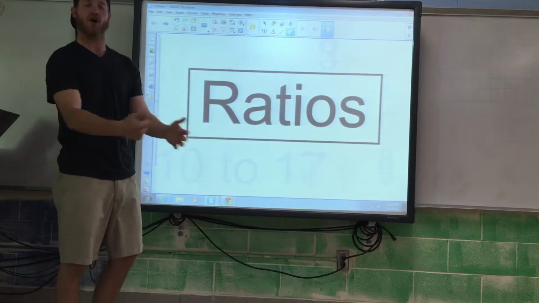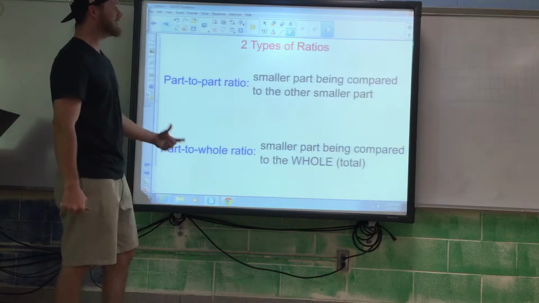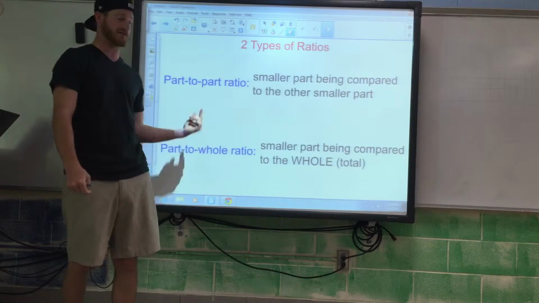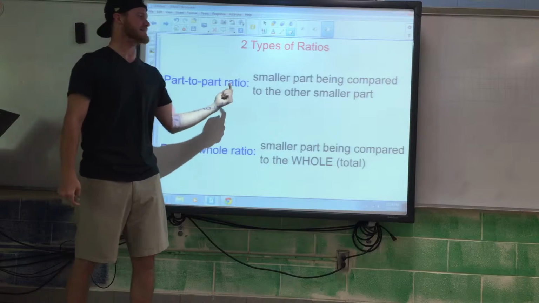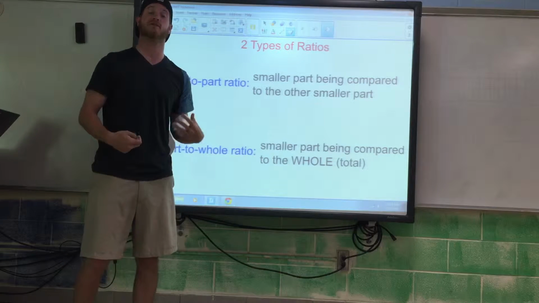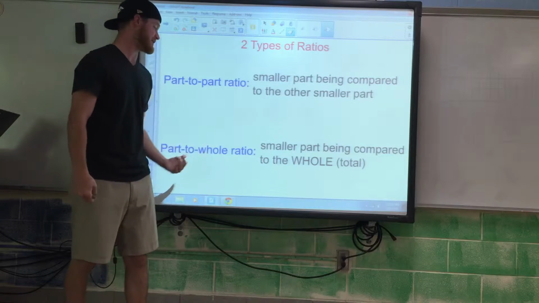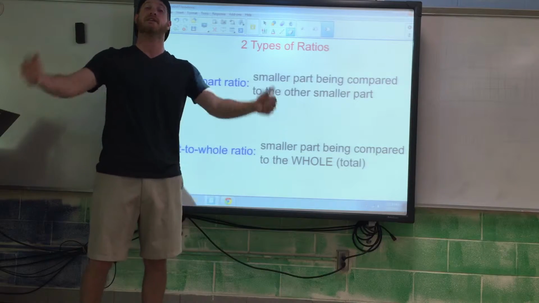Today's mini lesson is all about ratios. Now, when we deal with ratios, there are two types of ratios. There's part-to-part ratios and part-to-whole ratios. Part-to-part is a smaller part being compared to another smaller part. And the part-to-whole is a smaller part being compared to the whole.